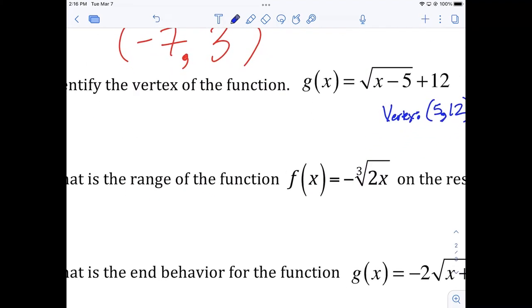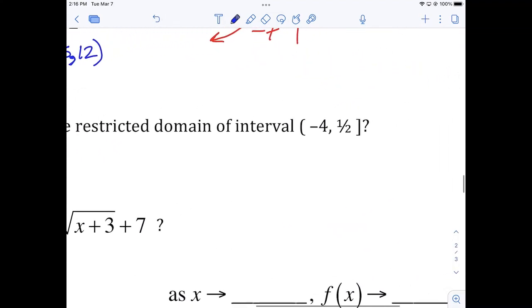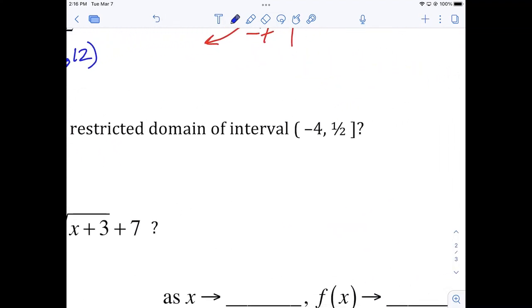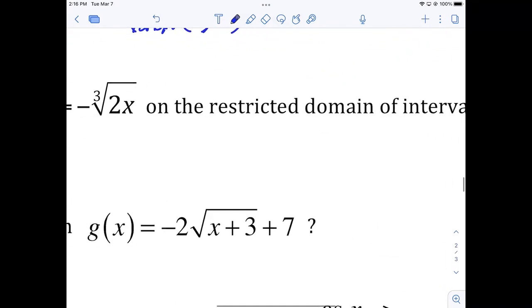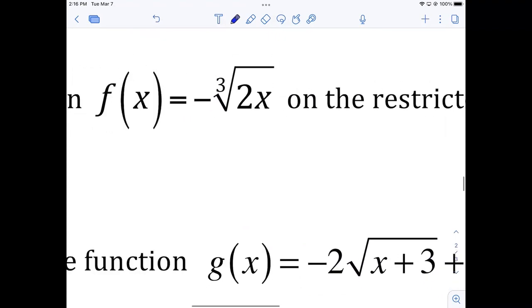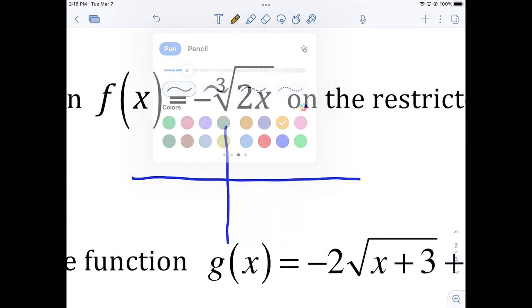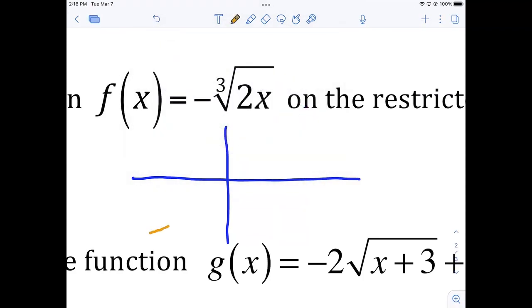All right, what's the range of this function on the restricted domain? Now here this gets a little bit interesting. Let's go ahead and draw this function first of all. Negative cube root of 2x. Negative. Yeah, draw yourself kind of a light colored x cubed.